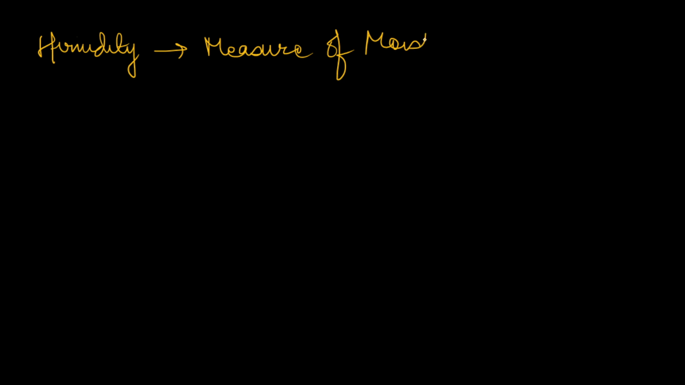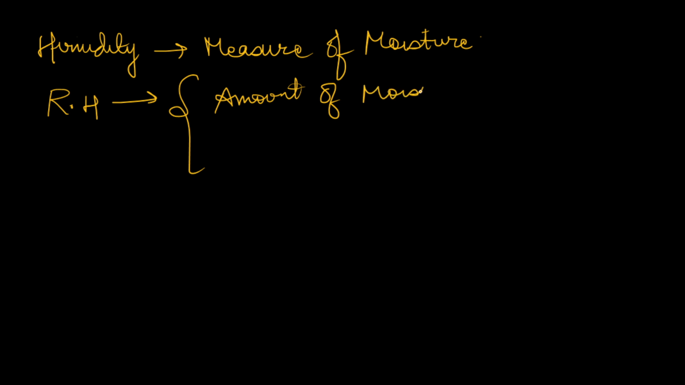Now what is humidity? You should know that humidity is nothing but a measure of moisture. Today we will just be discussing the basics of climatology, and we will move into detail from the next videos. So what is humidity? It is the measure of moisture. And what is relative humidity? That is the amount of moisture present by the total moisture holding capacity of the air mass.